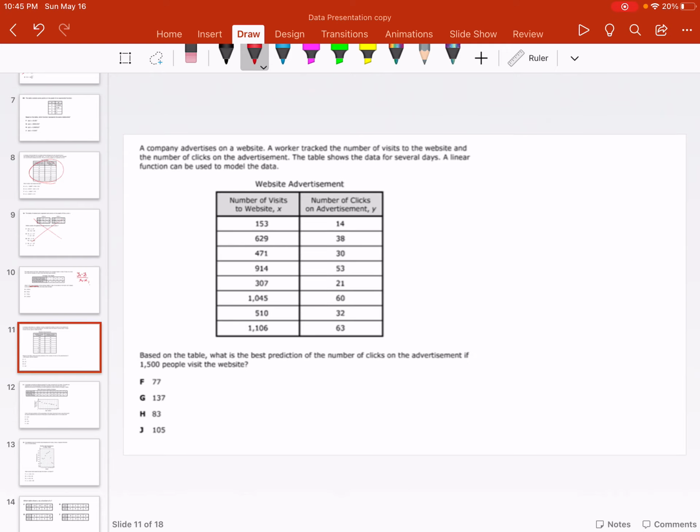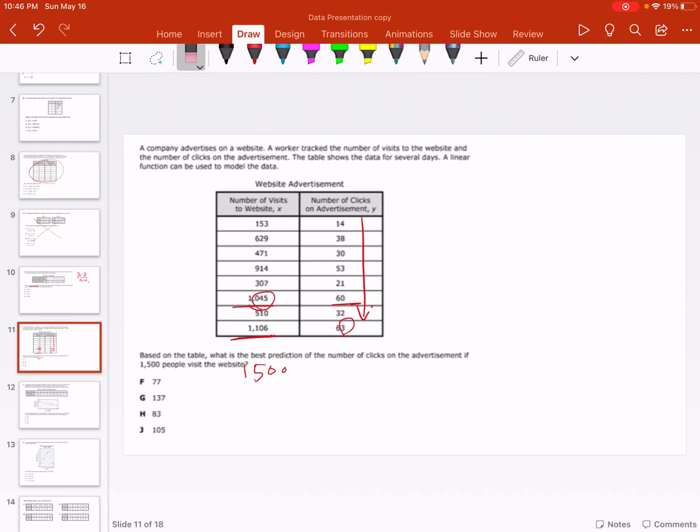What about this one? This one, you have to use kind of common sense. It says, based on the table below, which one is the best predicted number of clicks on the advertisement if 1,500 people visit the website? So that's the number of website visitors. Do you see this number is increasing at somewhat the same rate like this? At 1,000 it is 60. At 1,100, if you increase by about 50, it increased by 3, right? So let's say what if it becomes 1,500? How many people will click it? It's not gonna be F or H. Is it gonna be F or H?